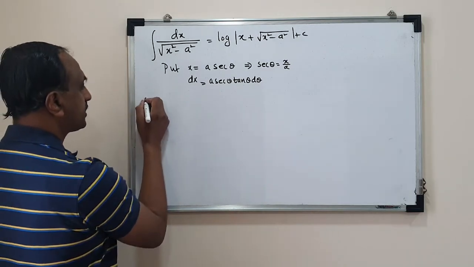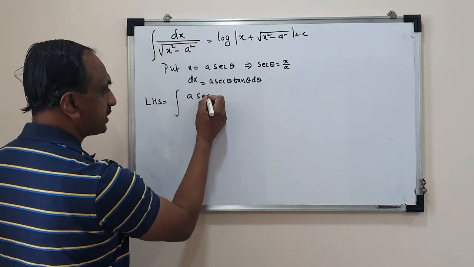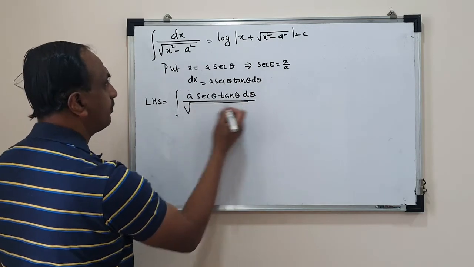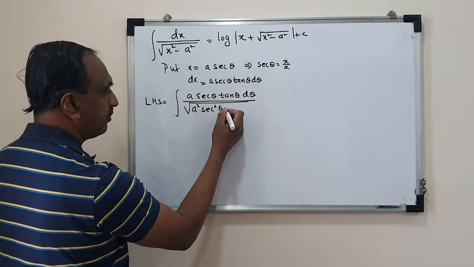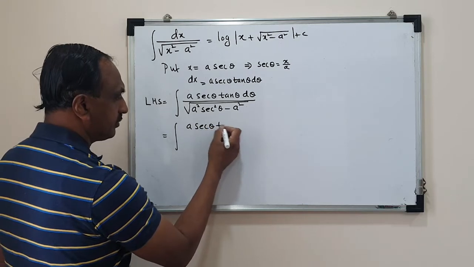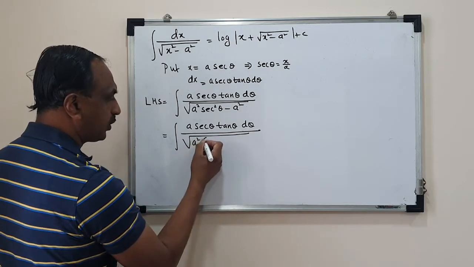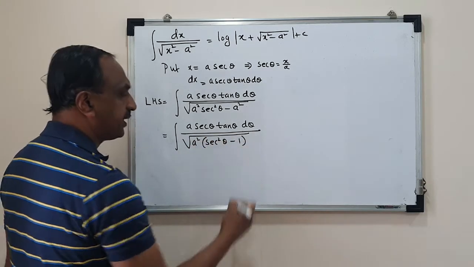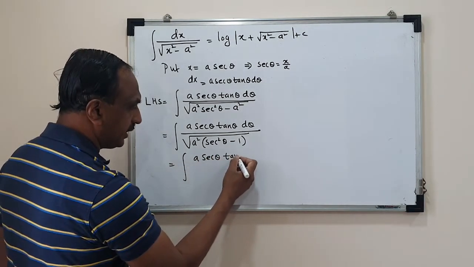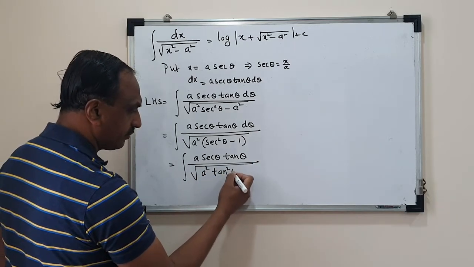So my substitution, left hand side will be, instead of dx I'll write a sec theta tan theta d theta. Denominator will be root of a square sec square theta minus a square. If you take root of a square common, sec square theta minus 1, that is a sec theta tan theta divided by root of a square into tan square theta.